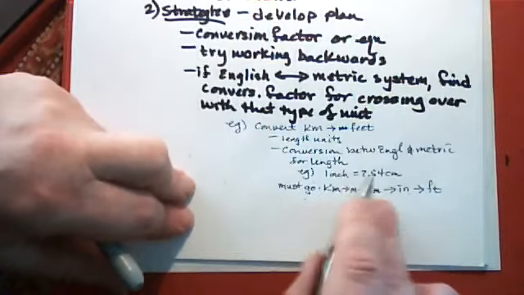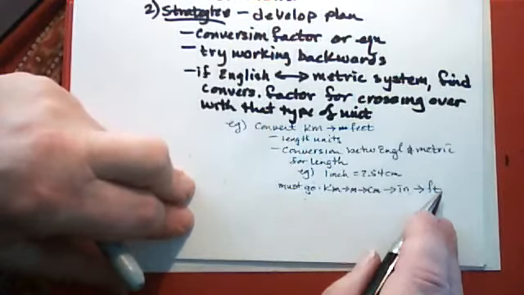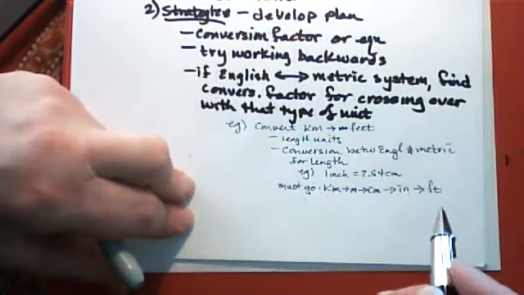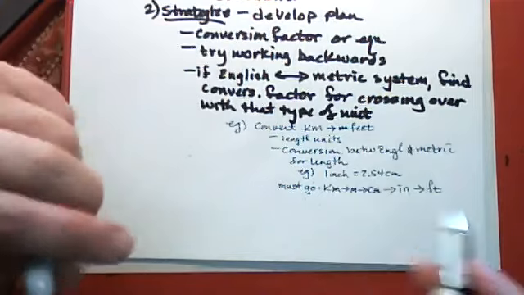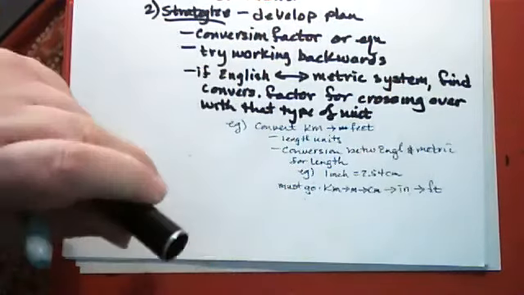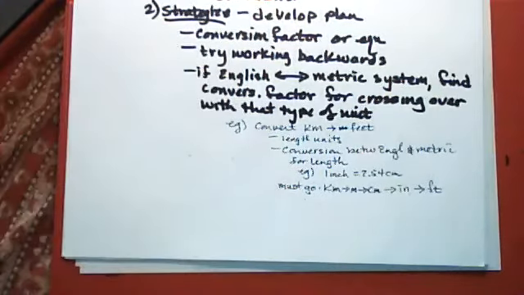Once you're in centimeters, you can use this to go to inches, and then everybody knows, hopefully, that there are 12 inches in a foot. So now you've gotten to feet. So this is one way to do it. It's not the only way to do it, and there are ways that would involve fewer steps. But this is the kind of thing that you can do to solve these problems.